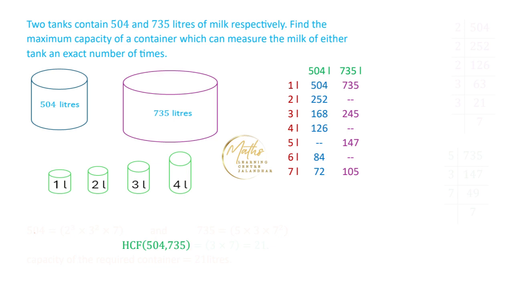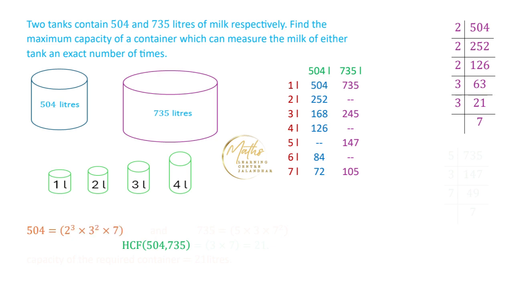To calculate the HCF, we are going to calculate the prime factorization. First of all, this number 504 is divisible by 2. The quotient we get is 252. It is again divisible by 2. The quotient we obtain is 126. This is again divisible by 2. The quotient we obtain is 63. This number is divisible by 3. The quotient we obtain is 21. This number is again divisible by 3, and the quotient we obtain is 7. So the prime factorization of 504 we obtain in this form.